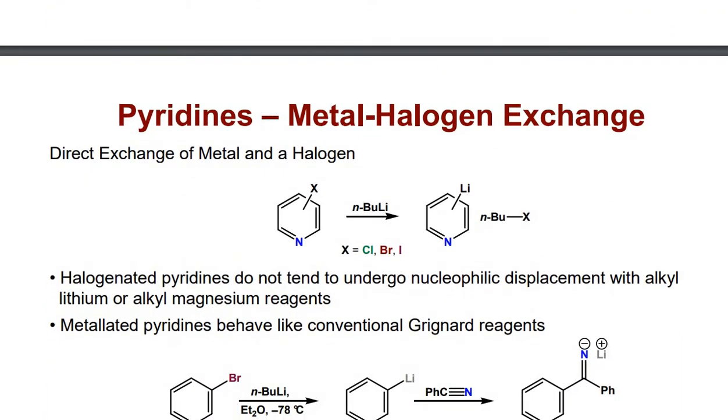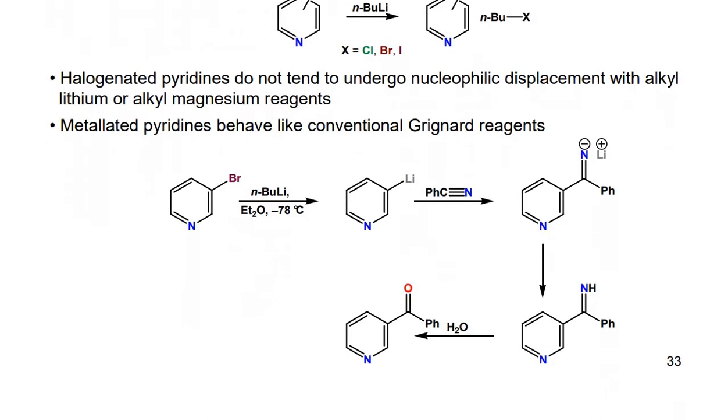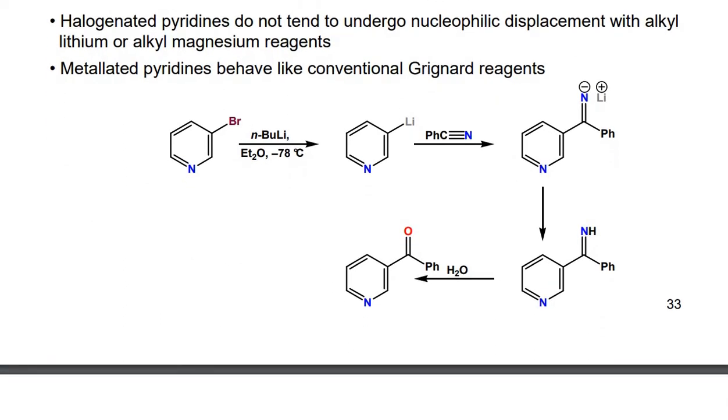Now direct exchange of metal and halogens. Halogenated pyridines do not tend to undergo nucleophilic displacement with alkyl lithium or alkyl magnesium reagents. So metallated pyridines behave like conventional Grignard reagents. Look at here.